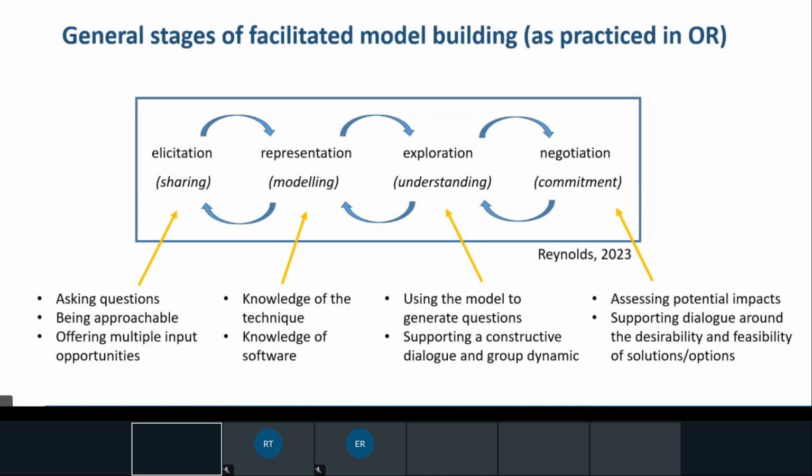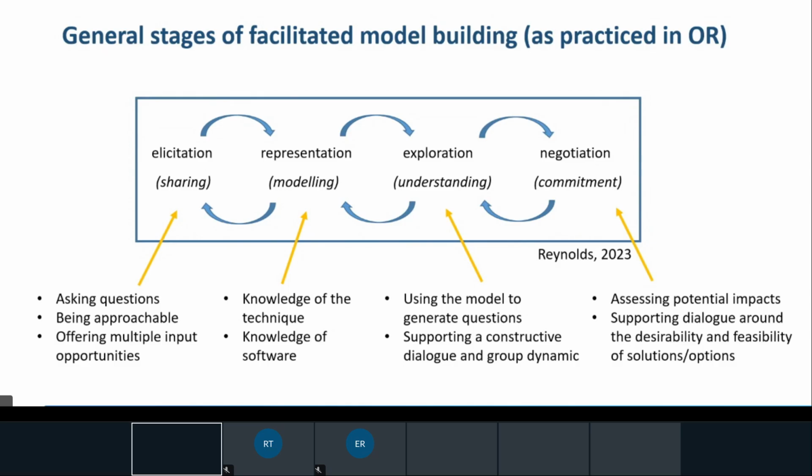Academics and researchers will talk of boundary objects, using the model as a boundary object, so that it is less confrontational to be questioning something that is represented in the model rather than going into direct conflict with an opinion or a view that has been expressed by another member of the group. Finally then, this constructive dialogue and this constructive group dynamic is intended to support negotiation.